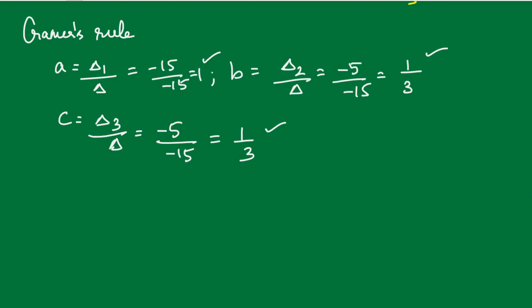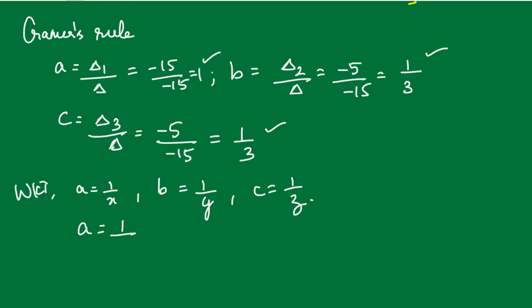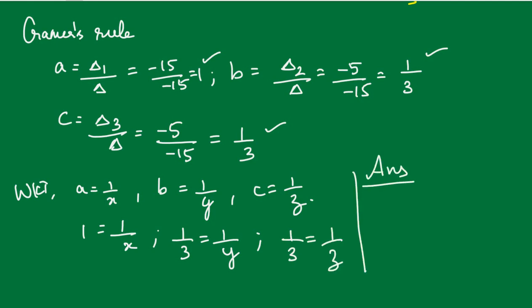The equations are in the form of x and y. We know that A is equal to 1 by x, B is equal to 1 by y and C is equal to 1 by z. Therefore here A is equal to 1 by x, B we got as 1 by 3 is equal to 1 by y, and C value is 1 by 3, which is equal to 1 by z, which implies that x is equal to 1 and here y is equal to 3 and z is equal to 3.